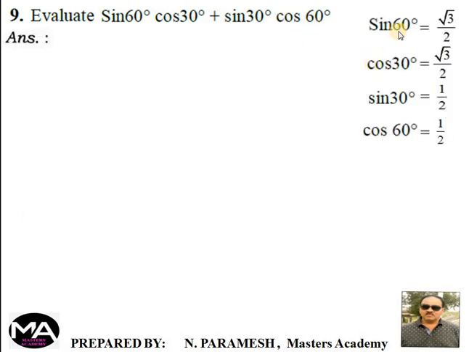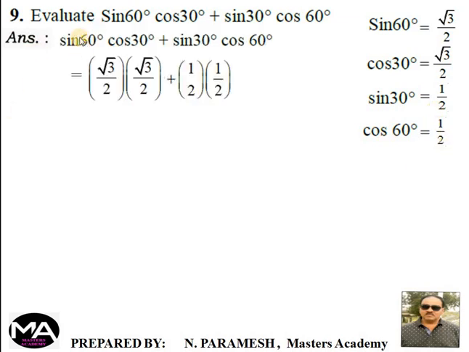Ninth question. Evaluate sin 60 degree cos 30 degree plus sin 30 degree cos 60 degree. Answer: sin 60 degree is equal to root 3 by 2, cos 30 degree is equal to root 3 by 2, sin 30 degree is equal to 1 by 2, cos 60 degree is 1 by 2. Substitute in the given problem: sin 60 root 3 by 2, cos 30 root 3 by 2, plus sin 30 1 by 2, cos 60 1 by 2.